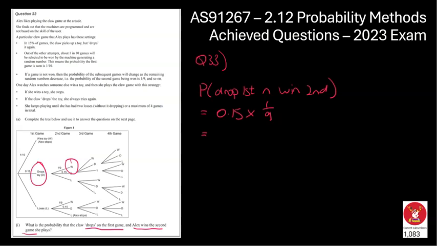Plugging that into our calculator, I always like to convert my answers to decimals for DP. So that would be 0.0167, with a 4 DP rounding.